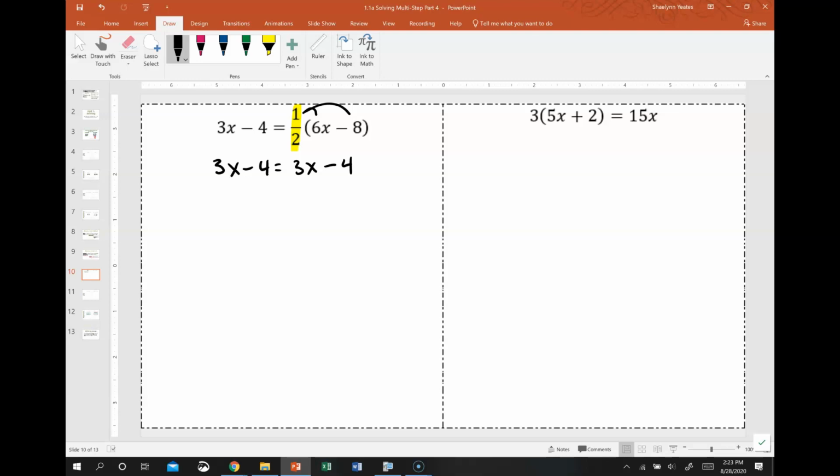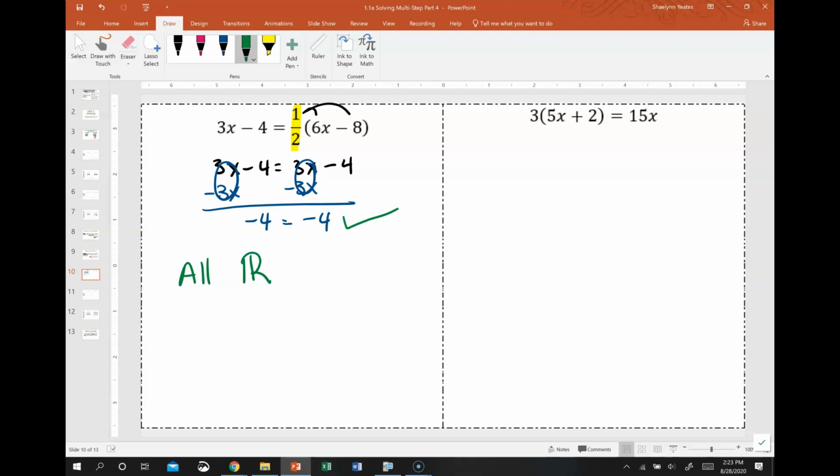Some of you already see what it's going to be. Some of you don't. So if you don't see what it's going to be, continue on with me. So I've got a 3x and I want all my x's on one side. So I subtract 3x from both sides. Now 3x minus 3x is 0. So all I'm left with over here is a negative 4. And 3x minus 3x is a 0. So all I'm left with is a negative 4. Does negative 4 always equal negative 4? Yes. So this is all real numbers.